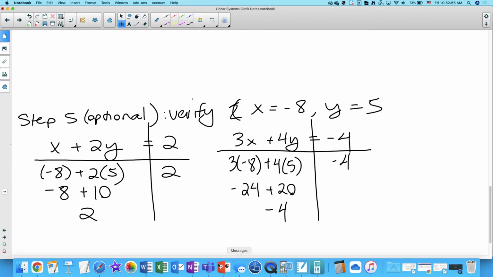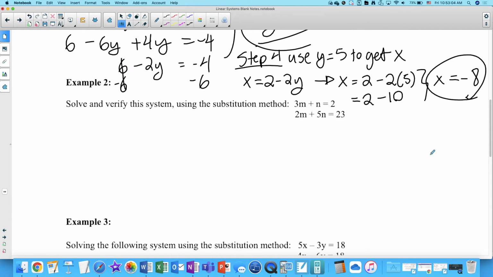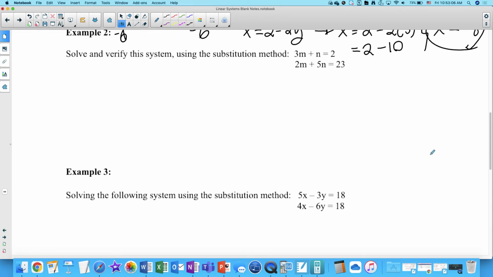All right, now this system right here, 3m plus n equals 2, 2m plus 5n equals 23. Which variable would you isolate there? N in which equation? The first one, yeah. I would too. There's only one that I wouldn't choose. Which one wouldn't I choose, do you think? Yeah, the m in the first one, because then we have to divide by 3.